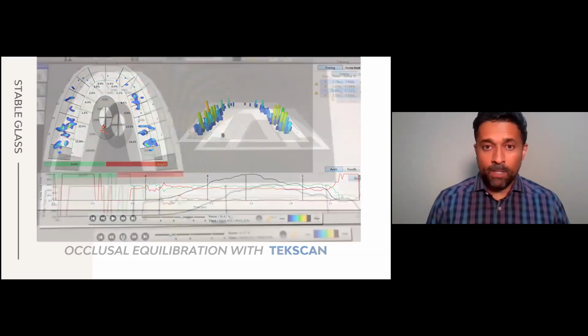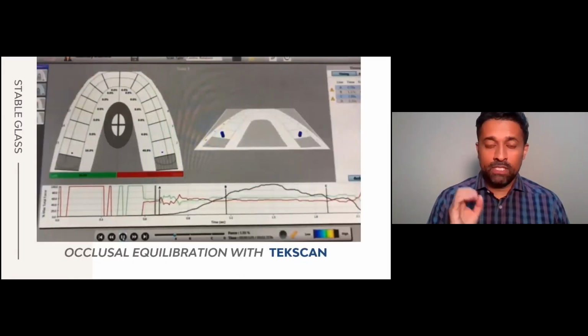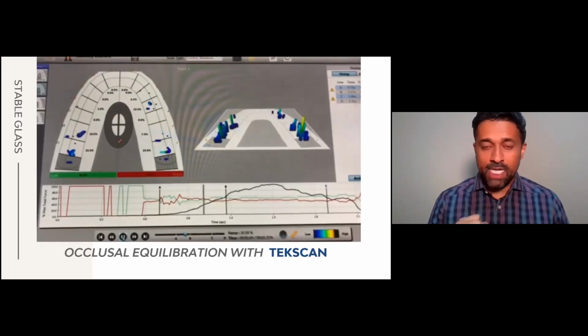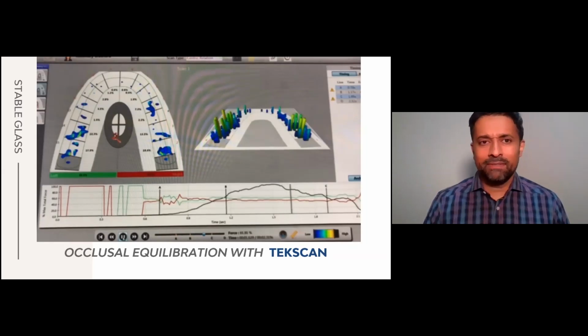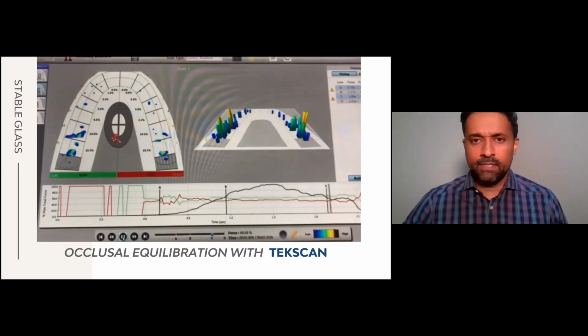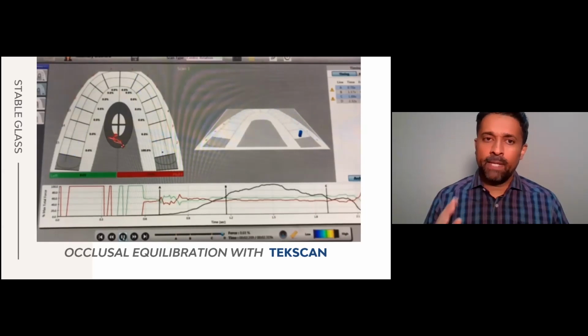Now you're going to see her actually biting into it, so you can see how the forces all come up. It's over a half a second to a second. It's not much time, but you can see how the forces come in.